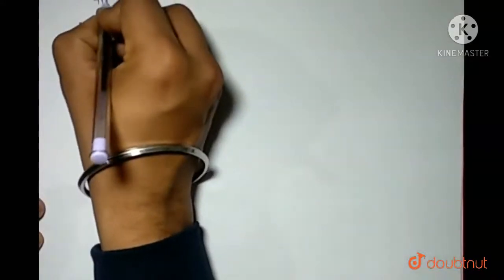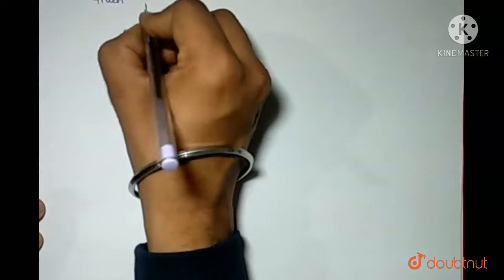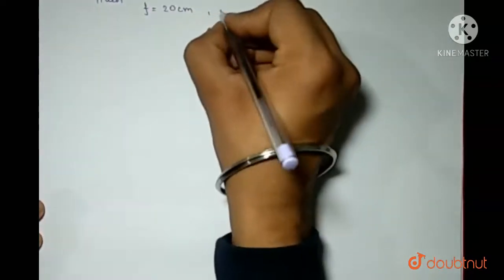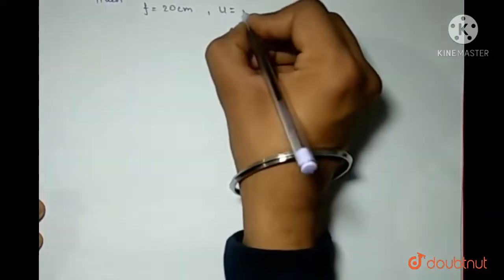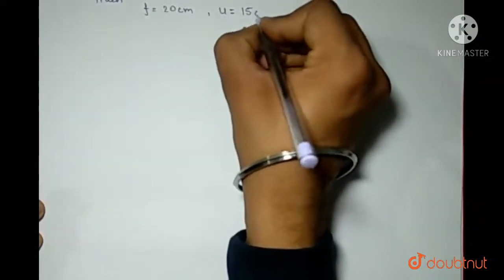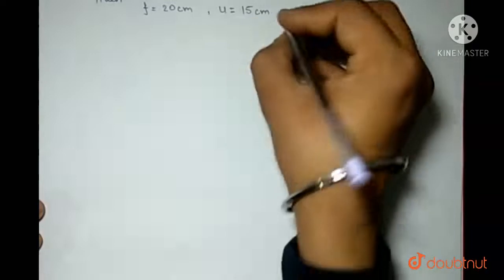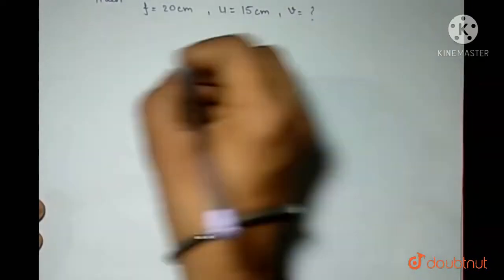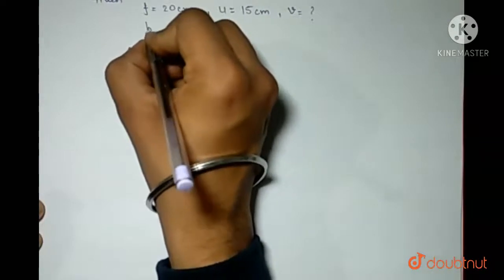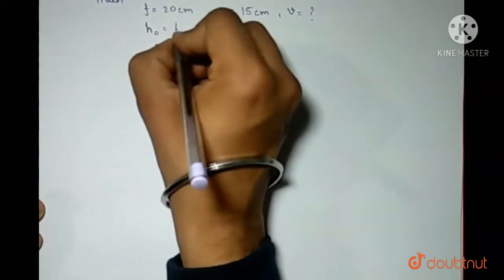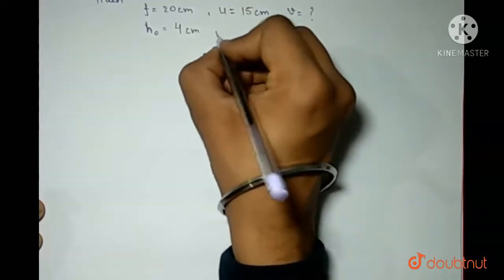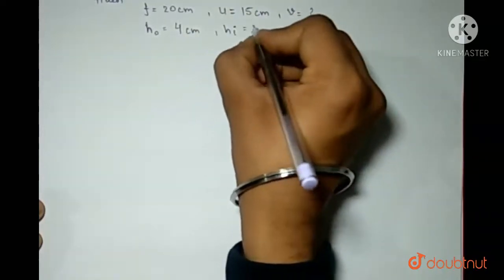Given focal length is 20 centimeter, position of the object is 15 centimeter, and I have to calculate the position of the image formed. And also given the height of the object is 4 centimeter. Let's say h0 is 4 centimeter, and I have to calculate the height of the image formed and the nature.